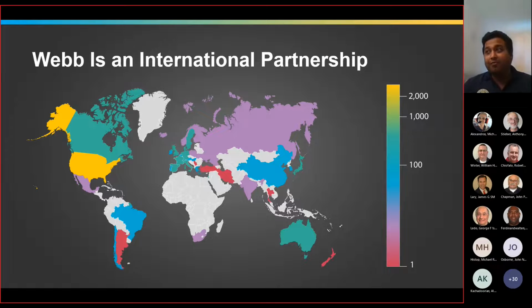Just to give a background on Webb, Webb is a truly international partnership. Not just NASA, we have the Canadian Space Agency contributing as well. We have the European Space Agency. And then we have a body called the Space Telescope Science Institute, which is basically conducting the science. This organization is based out of Maryland. The lead agency, of course, is NASA.